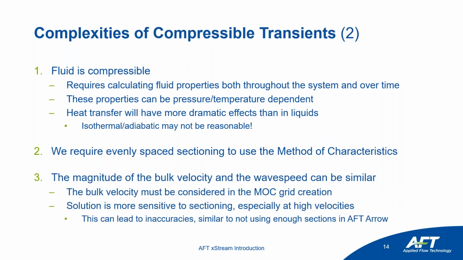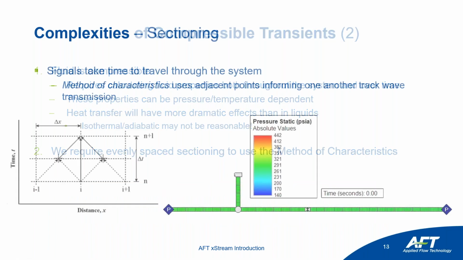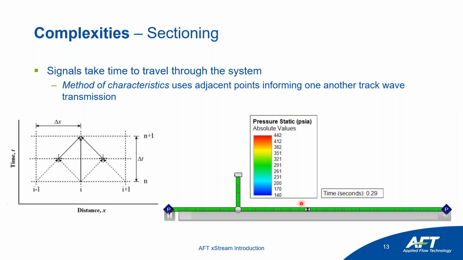The third point with compressible transients is the magnitude of the bulk velocity. This is how fast the fluid is moving through the pipe, and the wave speed. The wave speed is essentially how fast this pressure wave transmits through our piping. We can see it's moving relatively quickly. This isn't based on the flow rate of the system in liquid flow. For example, in a steel pipe in water, the wave speed might be 4,000 meters per second. Similarly, if you hit iron, sound and pressure waves transmit very quickly through a solid, much faster than through a liquid, and liquids much faster than through gases.